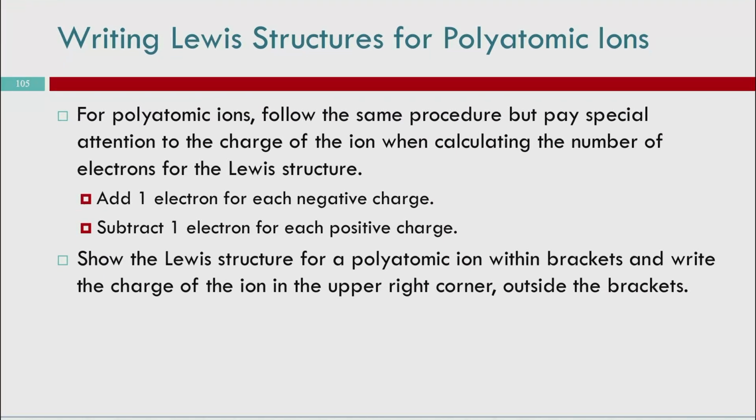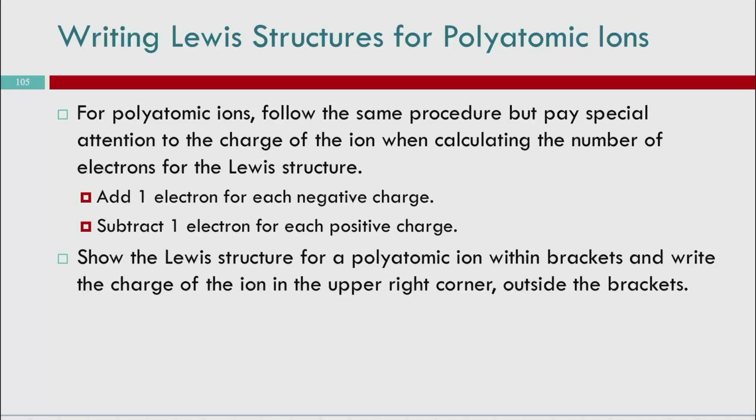If we're doing Lewis structures for polyatomic ions, a couple of these show up on the Lewis structure worksheet. We do need to pay attention to the charge of the ion when we calculate the number of electrons for the Lewis structure. So like if we're doing a Lewis structure for sulfate, SO4 2-, this 2- means add 2 electrons. So we'll have the 6 that we have from sulfur, we'll have the 24, 6 times 4 from oxygen, and then we add 2 on top of that.